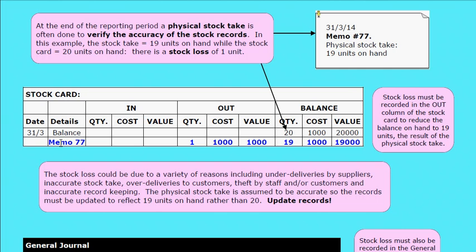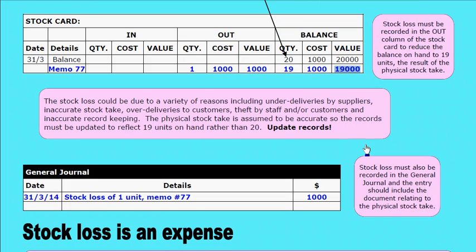So the first thing to do is to record it into the stock card, memo 77 in the details column. And in the out section, 1 at 1,000, which reduces the balance to 19, which is exactly the same value as the physical stock take. The stock card must finish with the same value as the physical stock take because it's assumed that's the most accurate figure. But there's more.